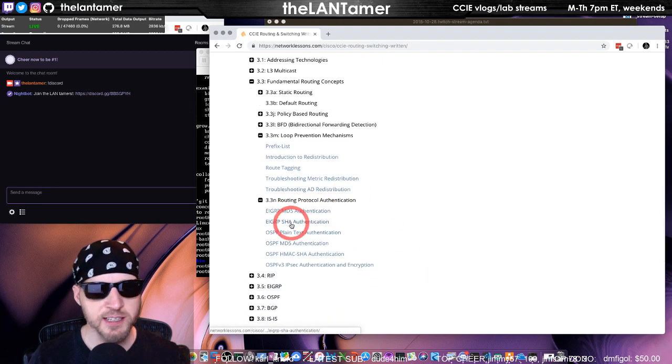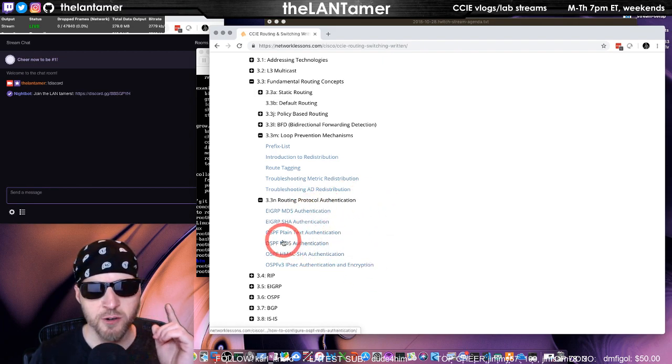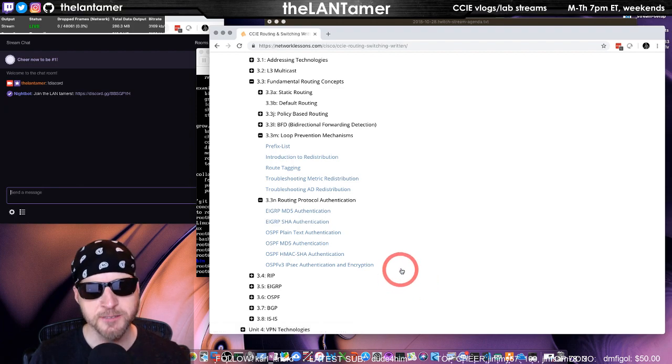I also started last night on the authentication labs. So I got through EIGRP, and now I'm on OSPF. I hope to finish the OSPFs today.